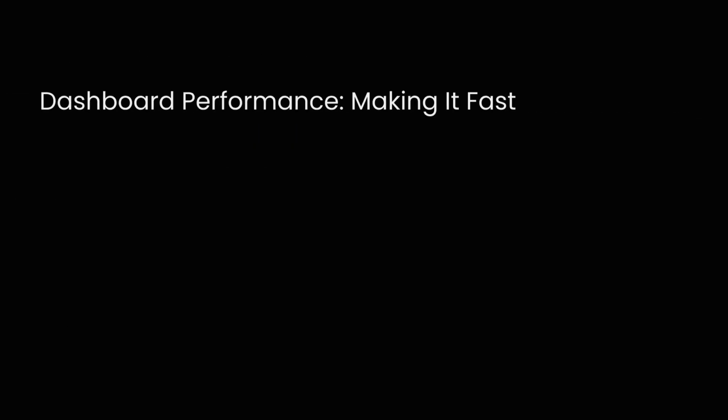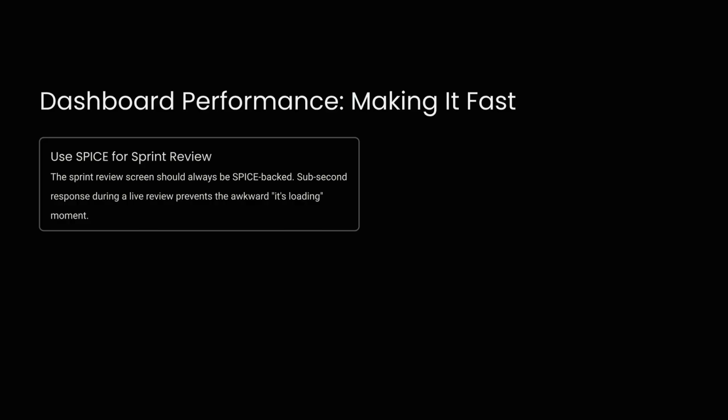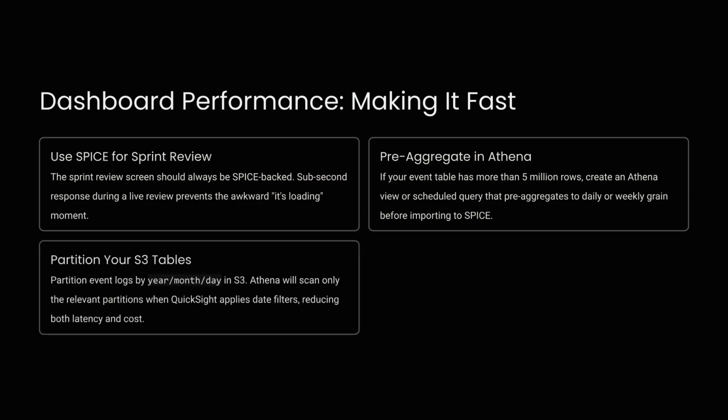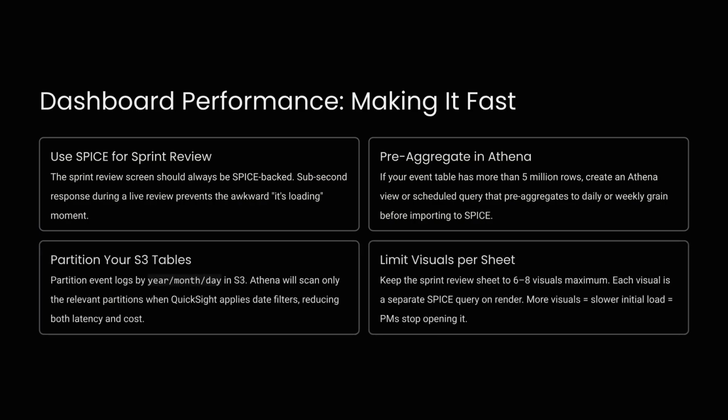To improve dashboard performance, always use SPICE for sprint reviews to ensure sub-second response. Pre-aggregate data in Athena if event tables exceed 5 million rows. Partition your S3 tables and limit visuals per sheet to speed up initial load times.